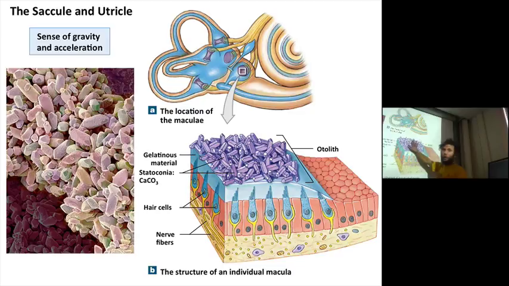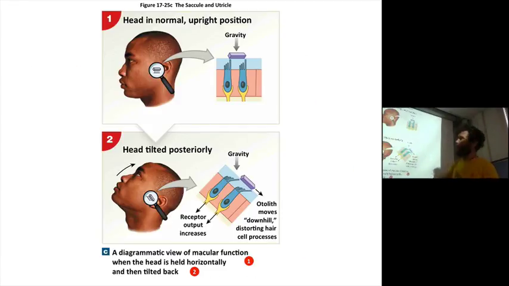That's what this otolith is for. It's to give mass to the top of this, so that when you tip your head back, when you're changing your orientation, the acceleration due to gravity is going to pull this otolith back. It's going to stimulate these hair cells, and this receptor output is going to increase. All right. Basic function of the saccule and the utricle.